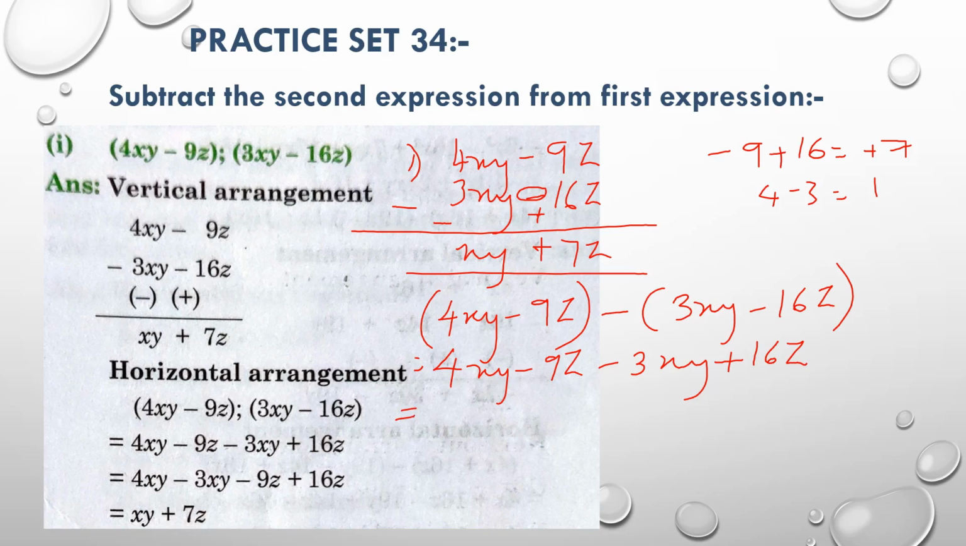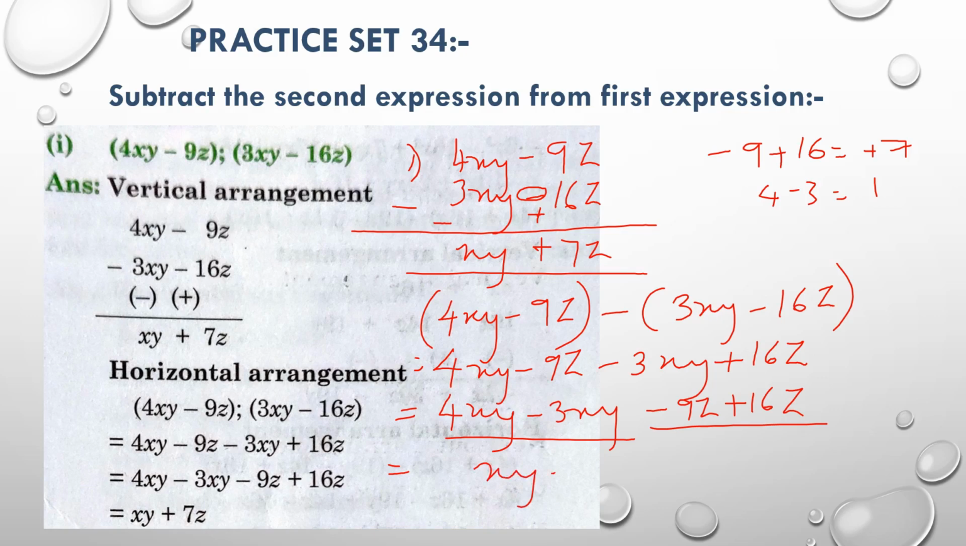So here 4xy and minus 3xy you have to take together. Minus 9z plus 16z you have to take together. Okay. Now 4xy minus 3xy is what? 1xy, that is xy. Now see here, what is given? Minus 9 and plus 16. What is the answer? Plus 7. So plus 7z is your answer.